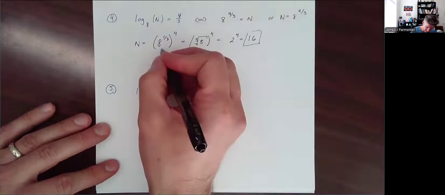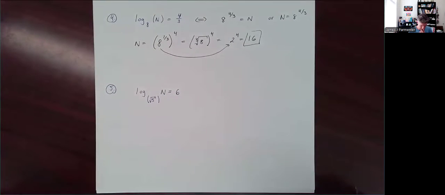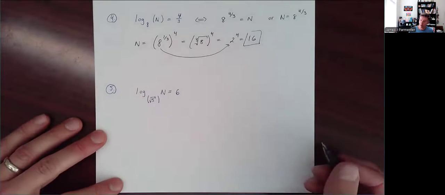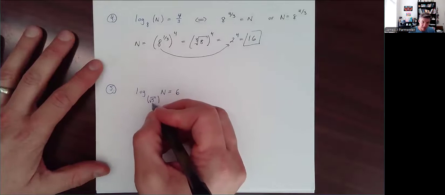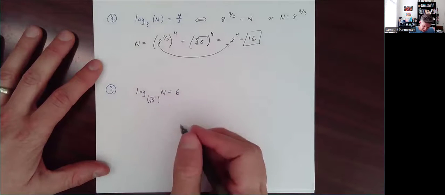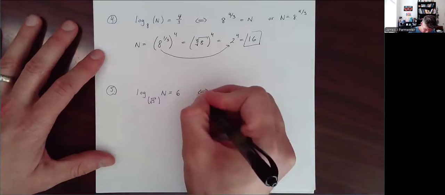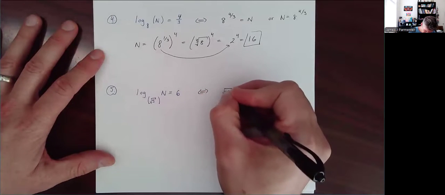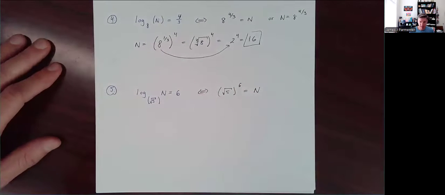You also could have just gone straight from here to there, skipping this step and written it like that. This one looks a little bit wonkier, but still the same idea. We have log base square root of 5 of n equal to 6. I didn't write the n in parentheses, it's fine. So I'm going to rewrite this as the base square root of 5 raised to the 6th power equal to n. And then I'm going to simplify this.